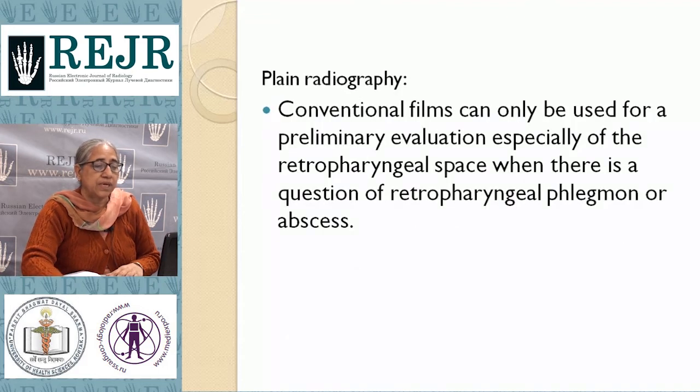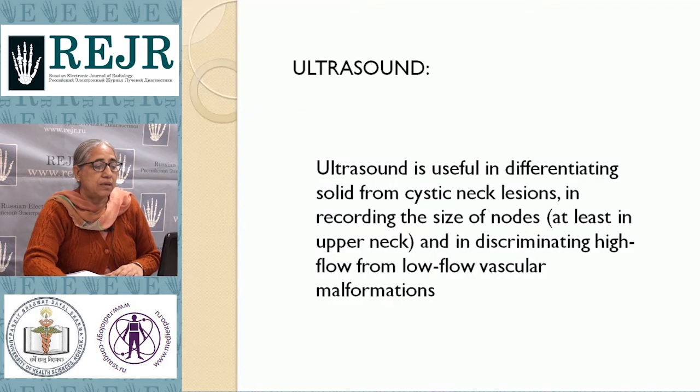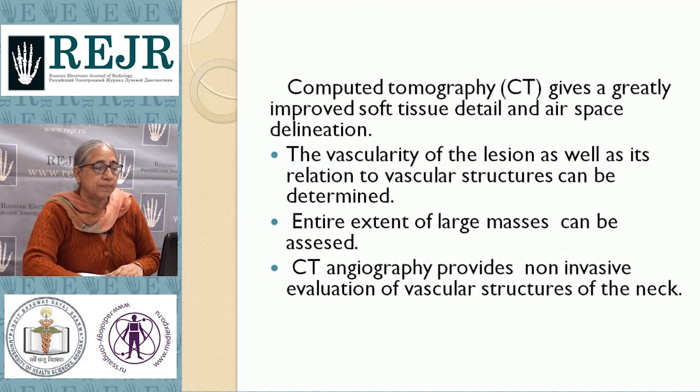Conventional films can only be used for a preliminary evaluation, especially of the retropharyngeal space when there is a question of retropharyngeal phlegmon or abscess. Ultrasound is useful in differentiating solid from cystic neck lesions, in recording the size of nodes, and in discriminating high flow from low flow vascular malformations.